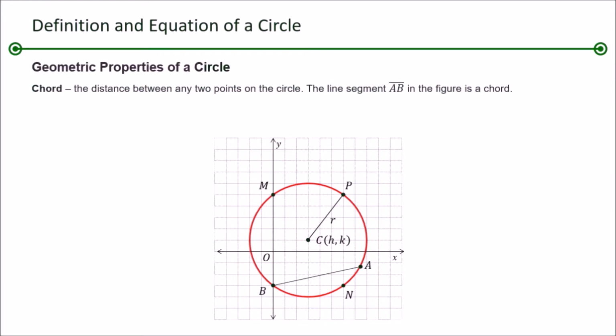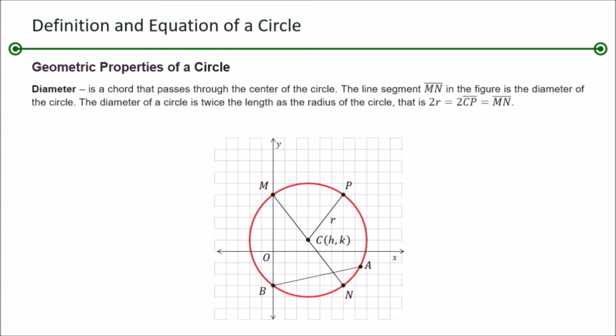Chord: the distance between any 2 points on the circle. The line segment AB in the figure is a chord. Diameter: the diameter of a circle is the chord that passes through the center of the circle. The line segment MN in the figure is the diameter of the circle. The diameter of a circle is twice the length of the radius, that is, 2r, or 2 times the length of the line segment CP, which is also equal to the length of the line segment MN.